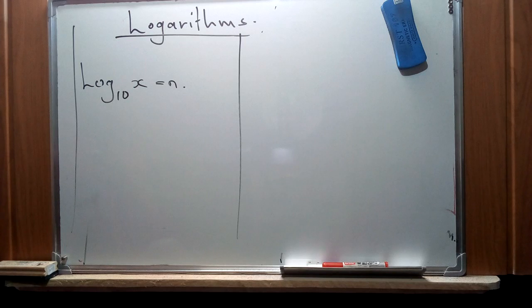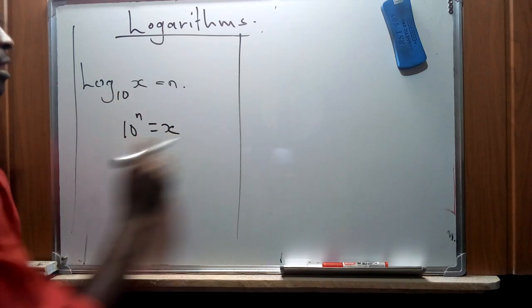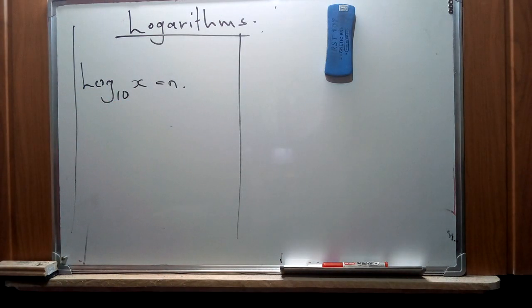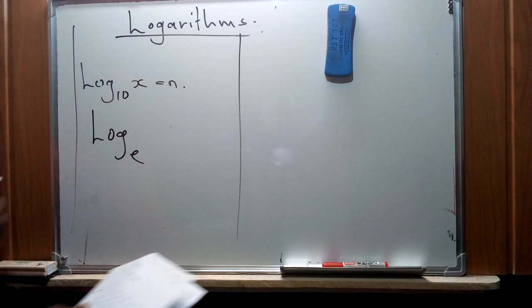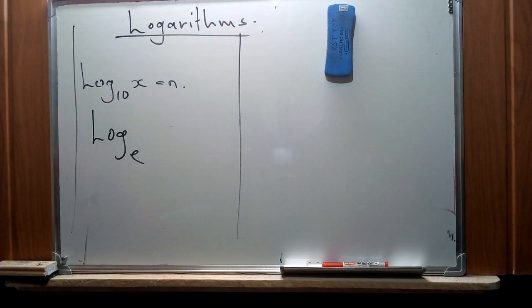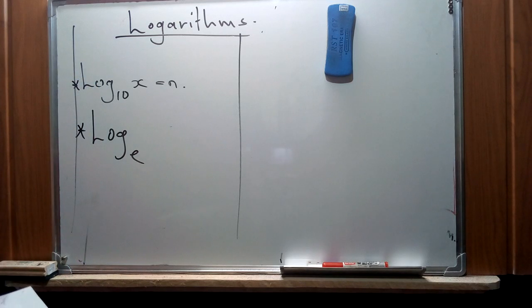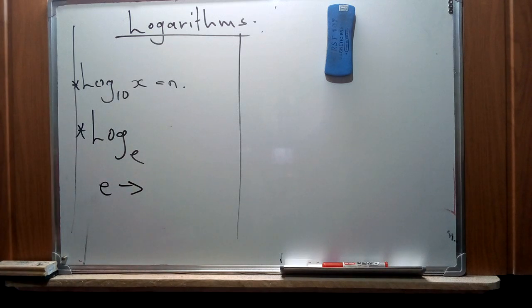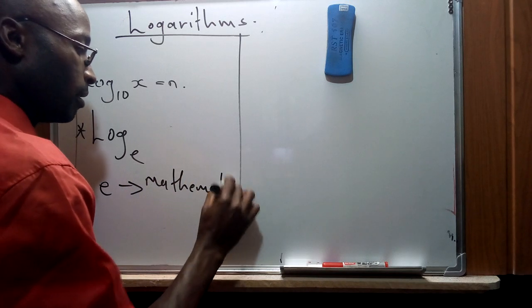In this case, this can be written as 10 raised to power n equals x, as an exponential function. But if we look at examples like log to base e, we have said that this is also another of the most common bases that we normally use. In this case, e implies what we call a mathematical constant.